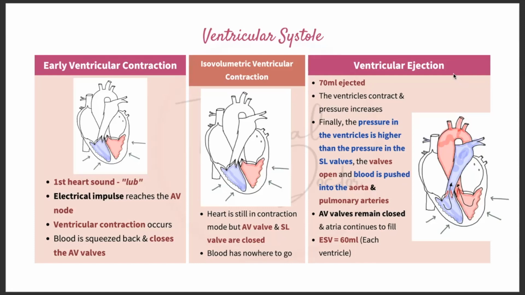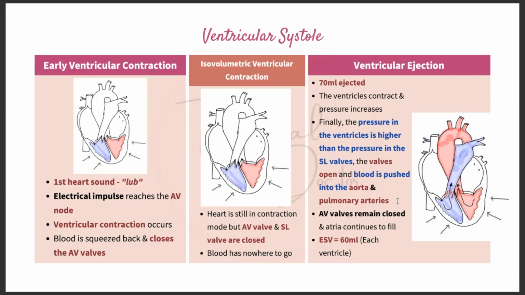phase, which is the ventricular ejection, when the blood is pumped out of the ventricles and into the aorta and the pulmonary artery. Over here, 70 milliliters is being ejected out of each ventricle, and this occurs when the pressure in the ventricles is higher than in the SL valves. When it's higher, it's able to push them open. So the SL valves, the semilunar valves, will open and allow blood to pass through from the ventricles into the aorta and also the pulmonary arteries. SL is short for semilunar valves and refers to the aortic and the pulmonary valves.